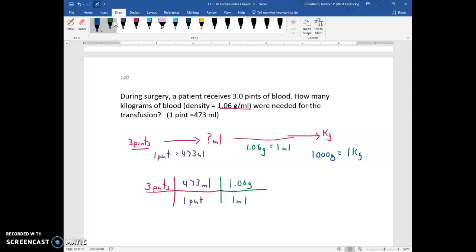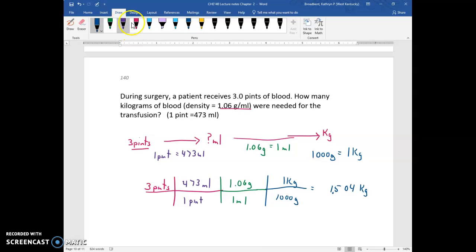So we've got 3 conversions here. Let's get rid of our grams. We're going to divide by 1,000 and put our 1 kilogram on top. So we take 3 pints, 3 times 473 times 1.06, divide by 1,000, and that will give us our answer of 1.504 kilograms.